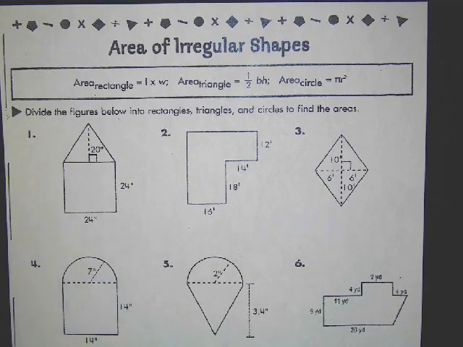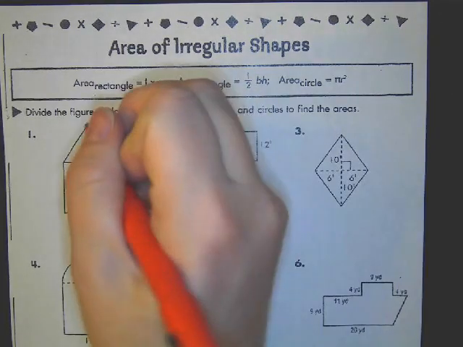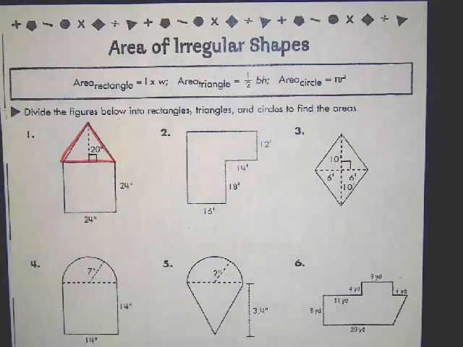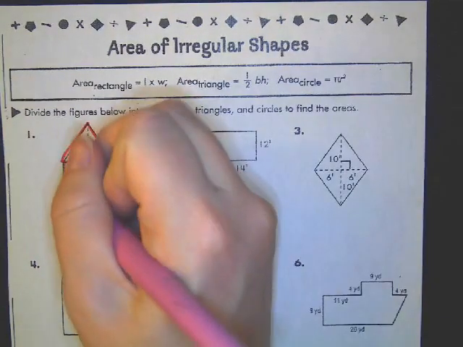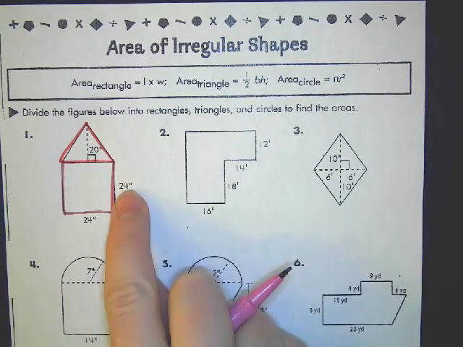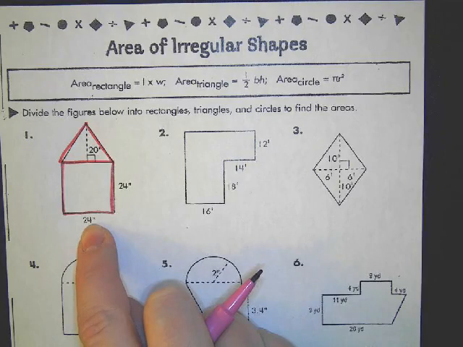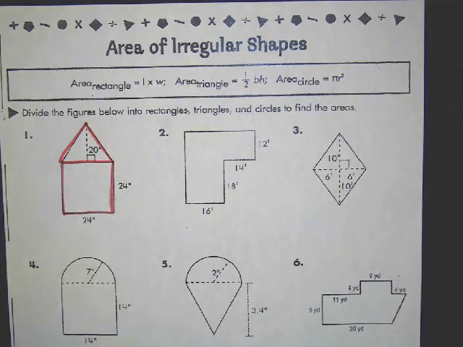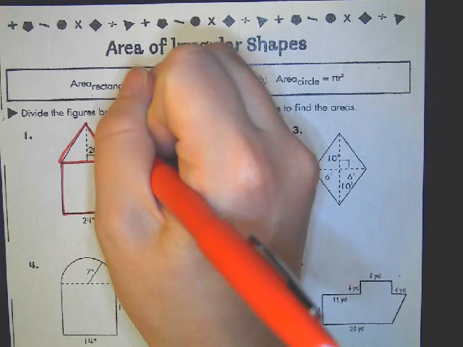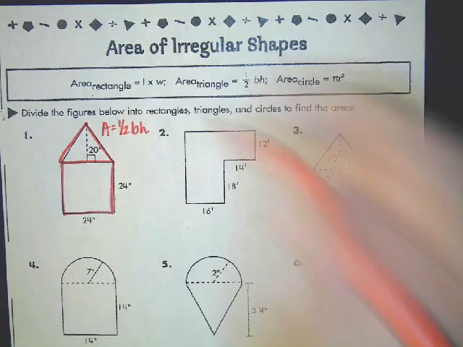Let's take a look at this first figure. I notice that my first shape is a triangle, sitting on top of a four-sided figure. The two side lengths are the exact same, so I know I'm working with a square. To solve this, I'm going to use the formula for my triangle: area equals 1/2 base times height.